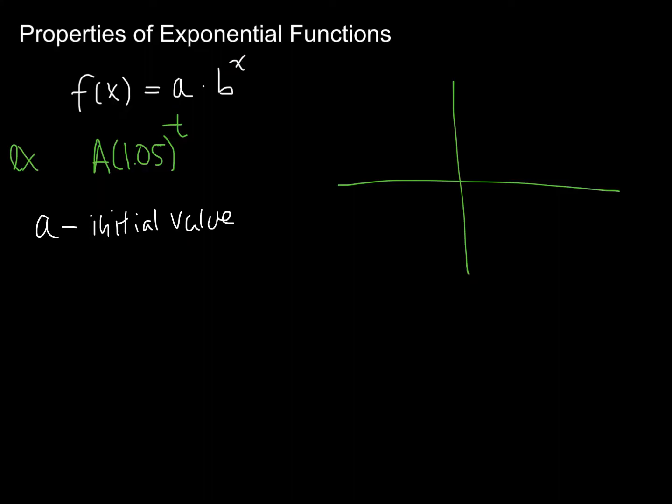And that should make sense because if you were to plug in 0, either for t or for x up here, anything to the 0th power is 1. So b to the 0 would be 1. So when I plug in 0, I'm just left with a. If I plug in 0 years here, this should make sense because after 0 years, you're still left with a. 1.05 to the 0 is 1, so you'll be left with a. So a is the initial value.